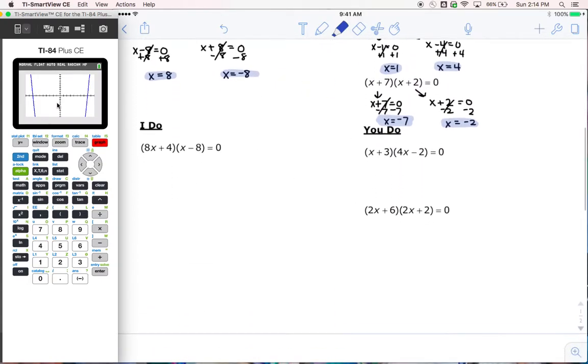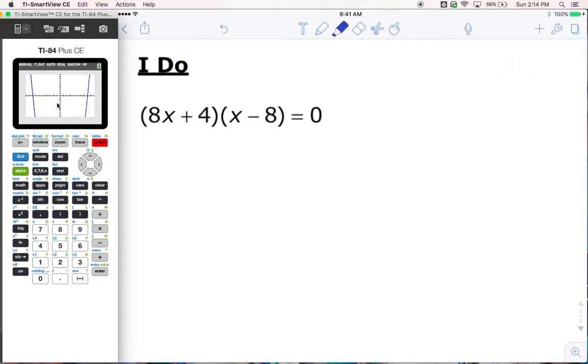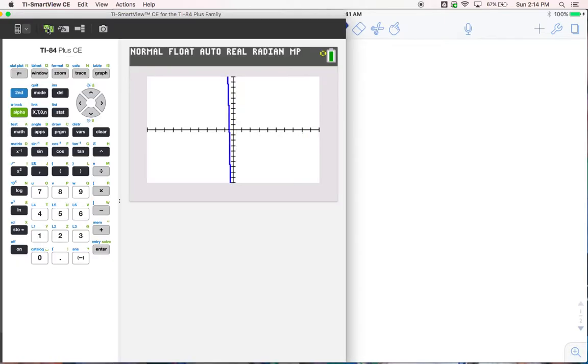Last but not least, and I'm going to do something a little different on this one. I'm going to actually show you the graph first. So let's go to y equals. We're going to type this in here really quickly. I've got 8x plus 4, and I've also got x minus 8, and I'm looking for the zeros again. So I'm going to graph it. Let's get a good graph this time.